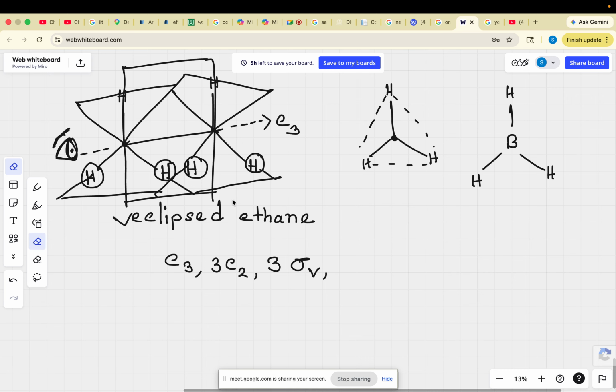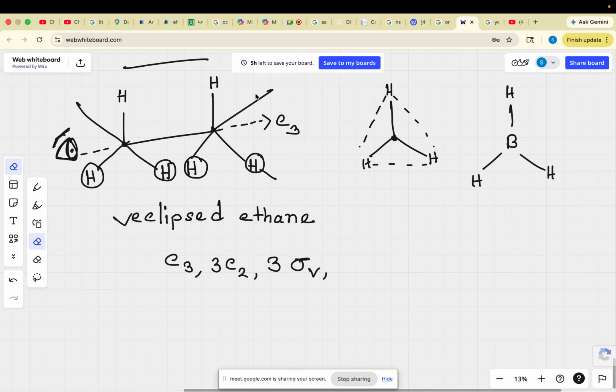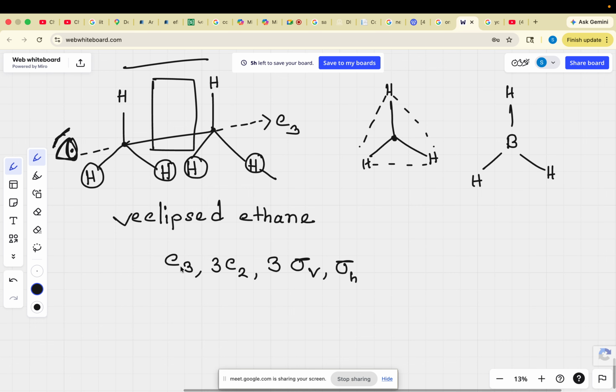And now the next thing is your sigma H. Now see, is sigma H present or not? If you pass a plane in between these two, in between this axis, that is perpendicular to your principal axis, perpendicular to your C3 axis, and that is your sigma H. So you have one C3 axis, 3 C2 axis, 3 sigma V, and 1 sigma H. All together they are becoming your D3h point group.